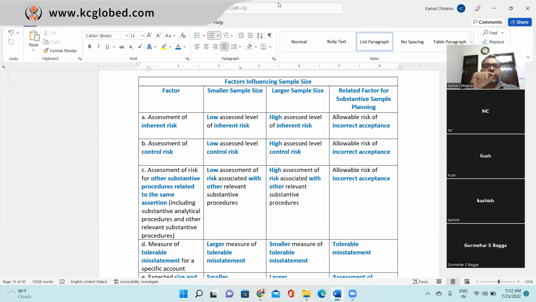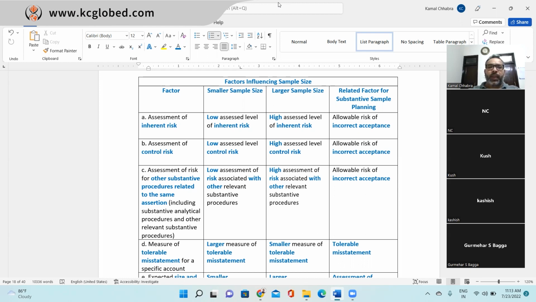If you see, the first column is the factor. The second column is when the sample size is low, and the third is when the sample size is more. And the fourth column is the related factors for substantive sample planning. How do you plan for it? The first column lists all the factors, the second column shows when the sample size will be low, the third when the sample size will be high, and the fourth column gives the related factors for reaching those conclusions.